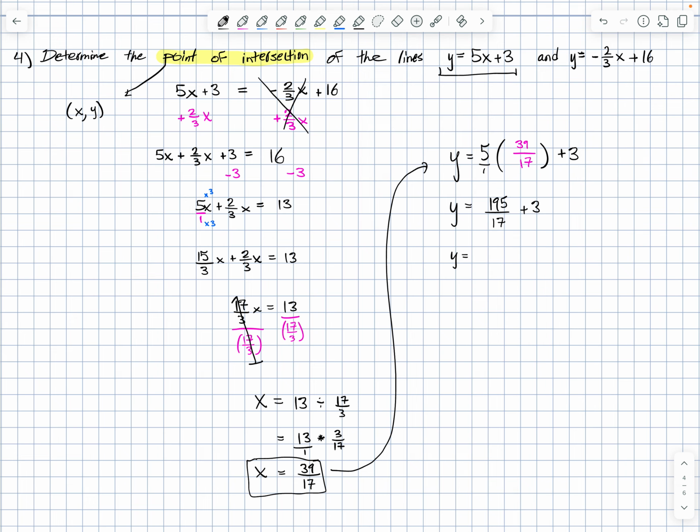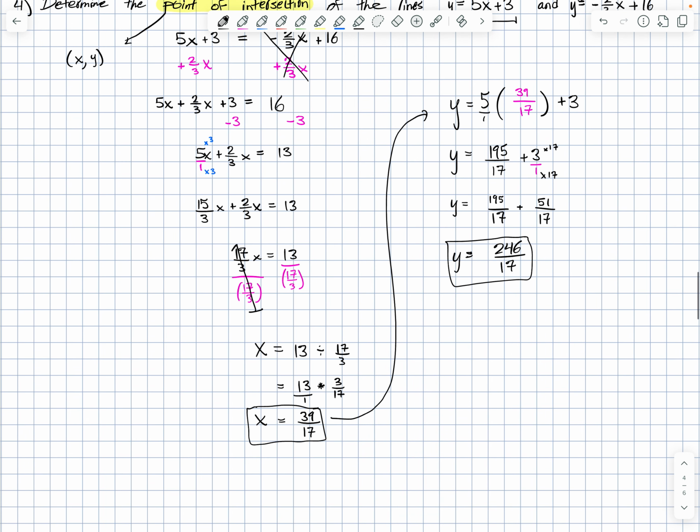So then here, this fraction has a denominator of 1, and I times it by 17 to get that common denominator. So 17 over 195 plus that is going to be 51 over 17. Again, you have access to a calculator, so you want to make use of this. So this is 246 over 17. And that itself, I believe, does not reduce anymore. So that's my y as well. It's not a pretty fraction, not a pretty number, but still works out.